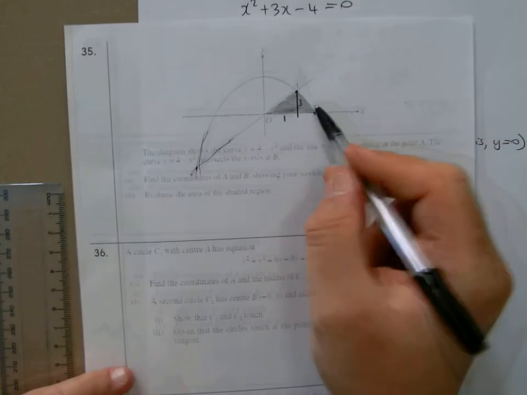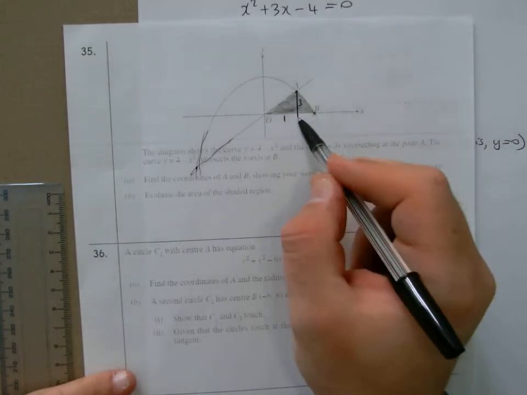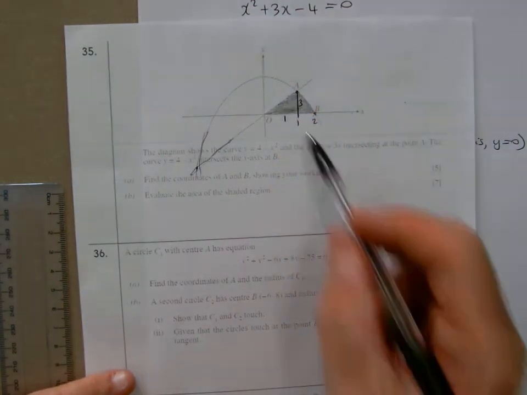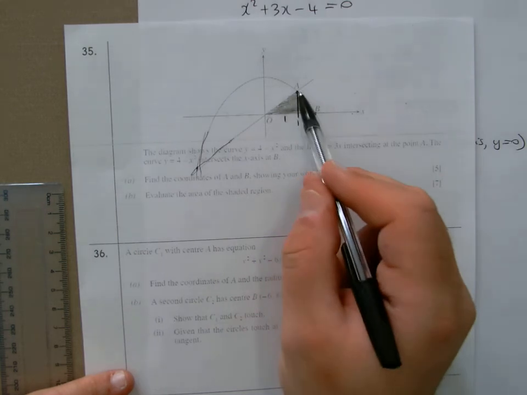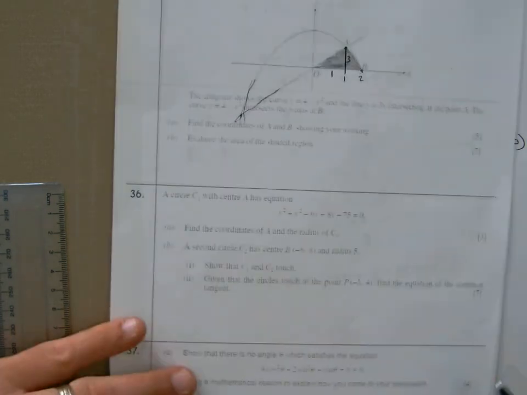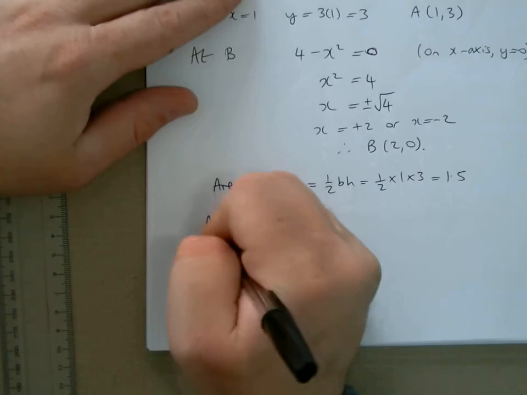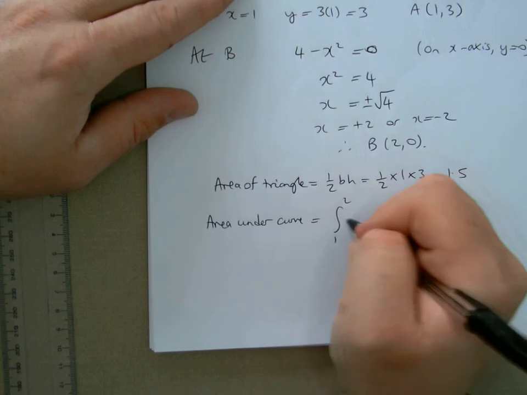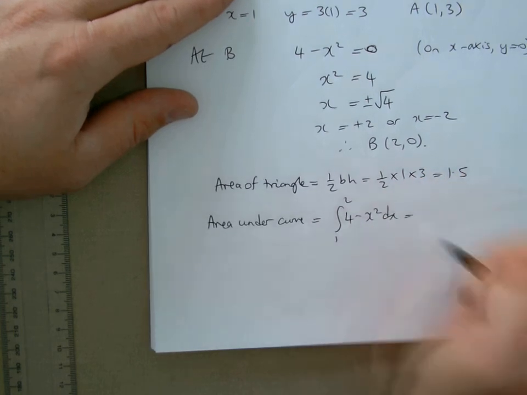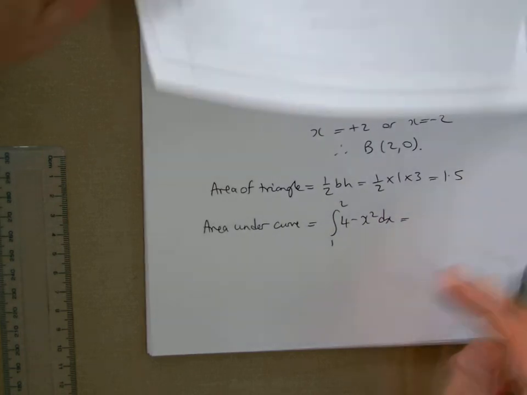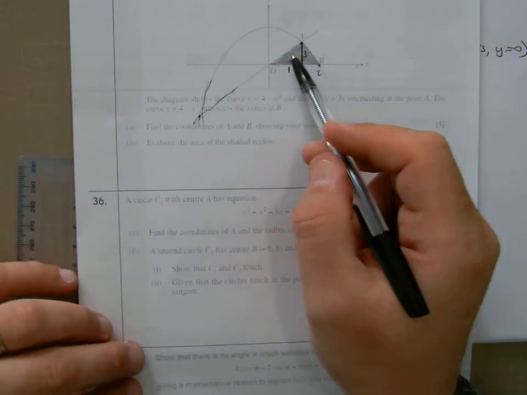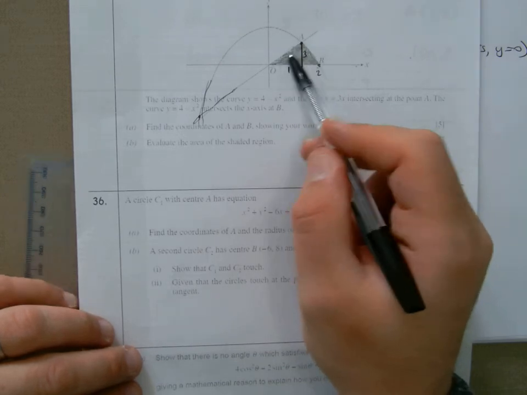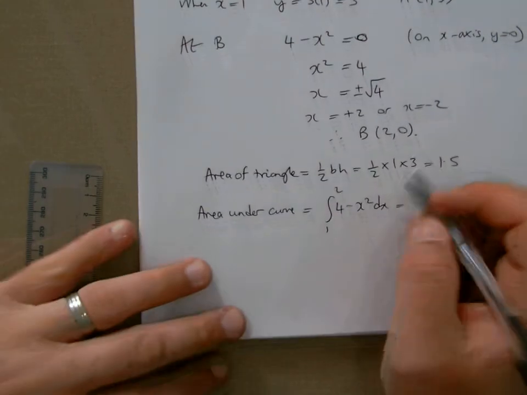And then for this bit, it'll be the area under the curve, won't it? Between x is 1 and x is 2. So area of the triangle there, simple. This will be under the curve, yeah? So we've got to integrate that. So area under the curve between 1 and 2 of 4 minus x squared. So we integrate then to get the area. It's as simple as that when it comes to integration. In this case, we split it up into a triangle and then under the curve. We just worked out the triangle area. So let's do the area under the curve.